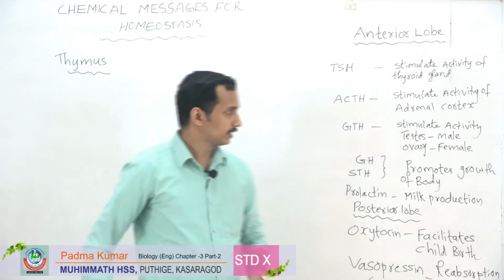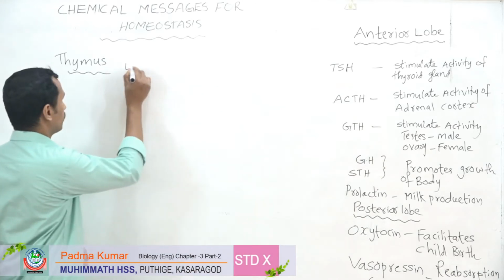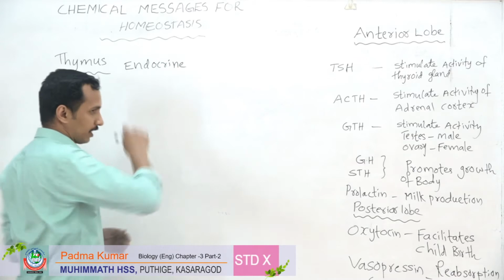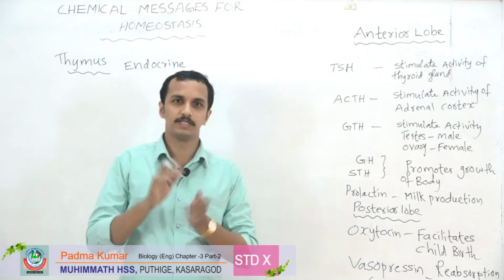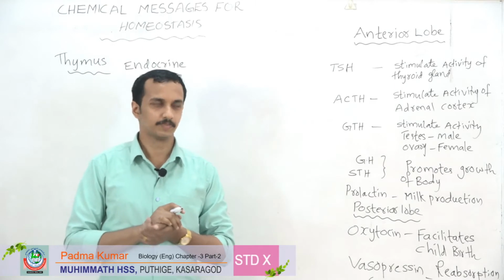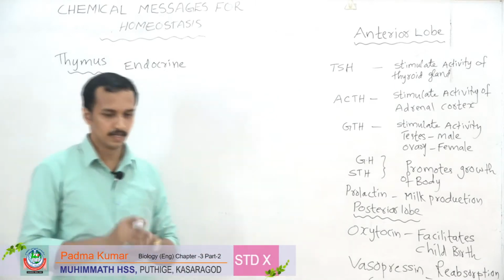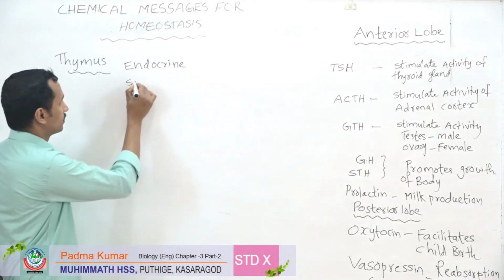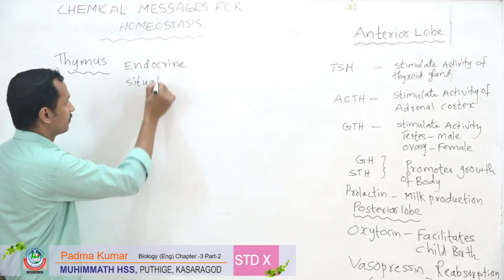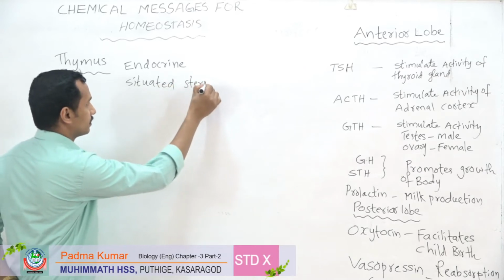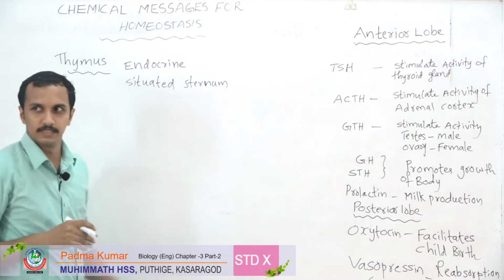Thymus gland. It is also an endocrine gland. We have already discussed what an endocrine gland is and what functions they perform. It is situated behind the sternum.